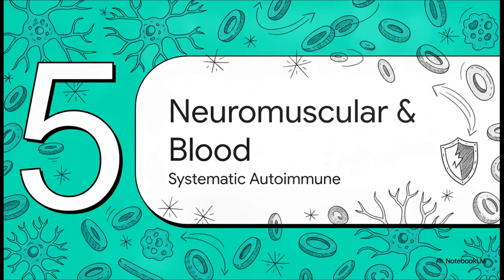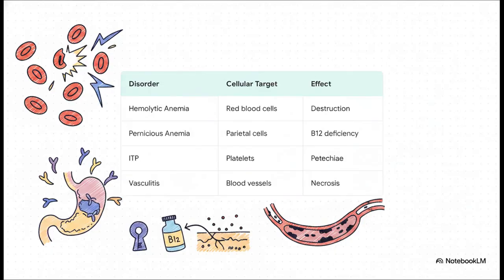And that brings us to our final category, Section 5, neuromuscular and blood disorders. Moving straight into how specific cellular targets dictate the disease. In hemolytic anemia, the body literally destroys its own red blood cells, which we detect using a Coombs test. Pernicious anemia is a fascinating one. Antibodies destroy the stomach's parietal cells, meaning you lose a crucial protein called intrinsic factor. Without intrinsic factor, you cannot absorb vitamin B12, and that leads to severe peripheral nerve demyelination.